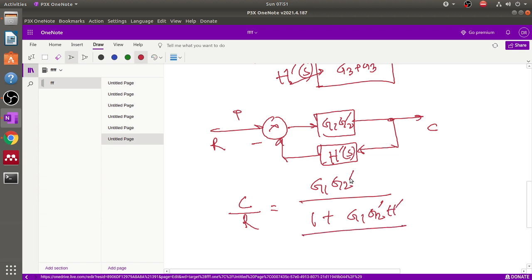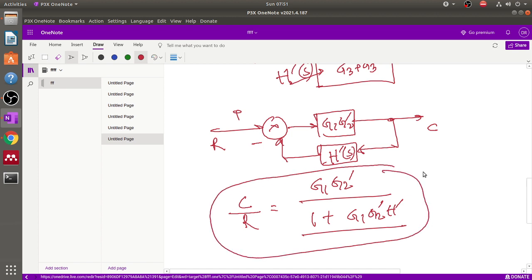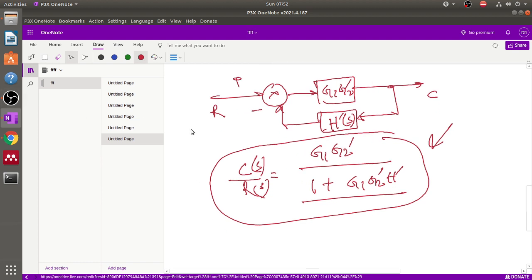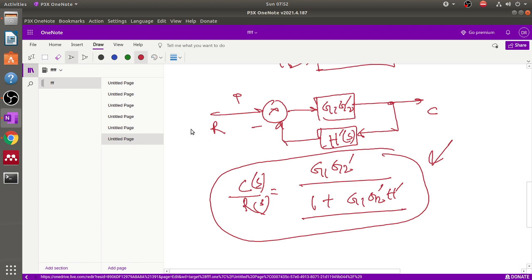Now putting this value from here, G2 dash and H dash and G2 dash, we get our proper transfer function, because C(s) by R(s) we already know is the Laplace transform of the output response by the Laplace transform of the input, including all initial conditions equal to 0. Okay, this is very important. So now we discuss another example.